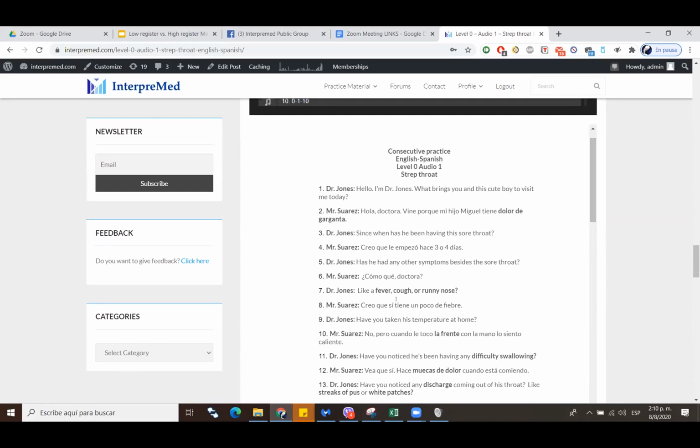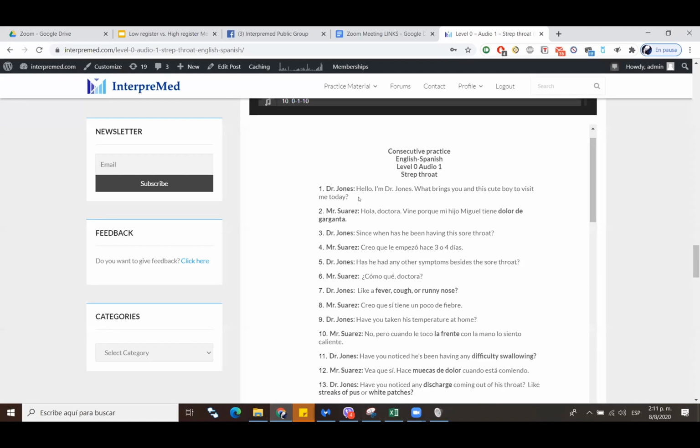If you're a pair of people, one person is going to read, "Hello, I'm Dr. Jones. What brings you and this cute boy to visit me today?" And then the interpreter will interpret, and then the other person will read the script, and you go back and forth reading. So how can you organize? There can be one interpreter, one doctor, and one patient, and one person reading the script. One interpreter is going to interpret what the patient says, and the other interpreter will interpret what the doctor says.